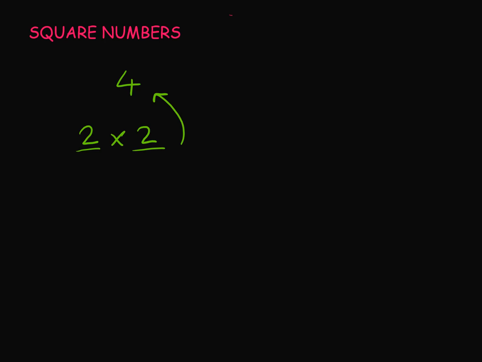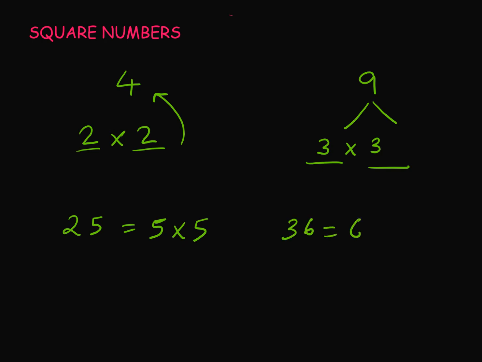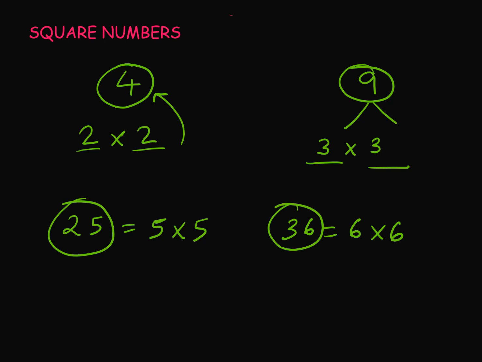For example, 9. If I multiply two numbers, I get 9. Which are they? They are 3 and 3. So when I multiply 3 by 3, I get 9. Similarly, 25 is obtained by multiplying 5 by itself. 36 is obtained by multiplying 6 by itself. That means the numbers 4, 9, 25 and 36 are said to be the square numbers.